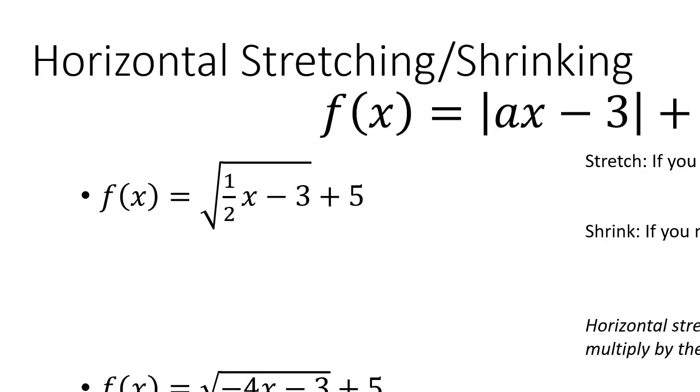Now, horizontal stretching or shrinking, that's when you're multiplying a number inside the function, right here directly with the x. The thing that's weird about inside is when you see it on the inside with the x, you actually multiply by the reciprocal of that coefficient.